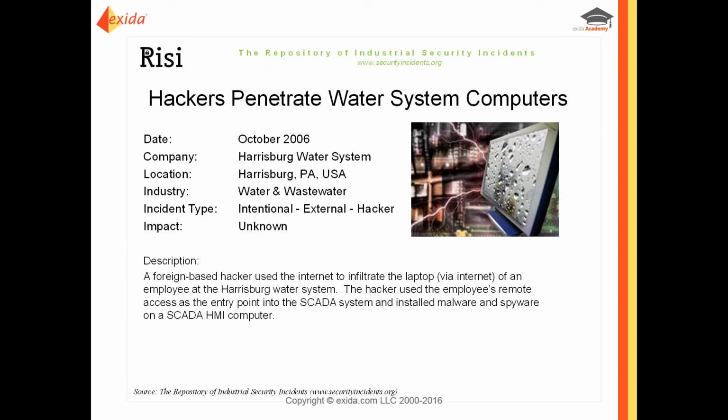This is just an example of why we actually go through and do this. In this incident, a foreign hacker infiltrated a laptop of an employee of a water system, and they were able to use that remote access as an entry point, and from there they installed malware. They were basically using it to spy, but in the event of some crisis in the world or reason, they could have taken over that particular water treatment plant or done some harm.